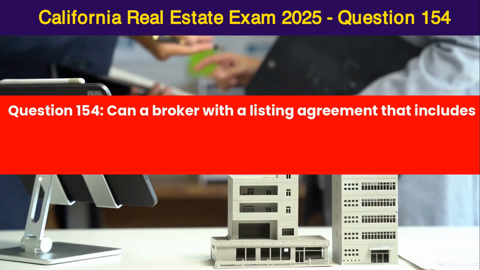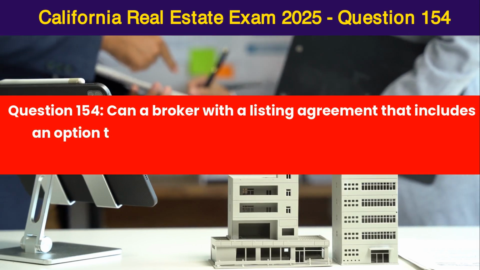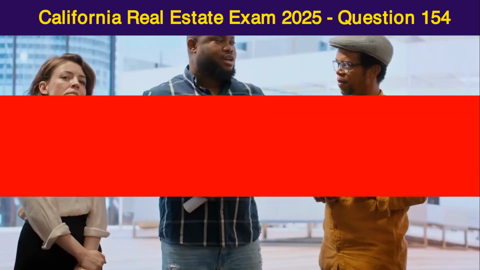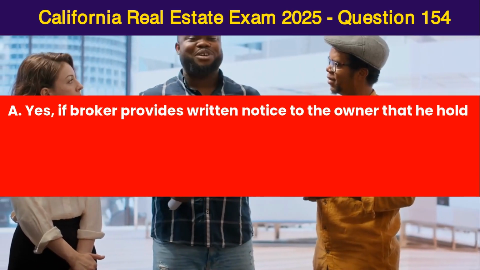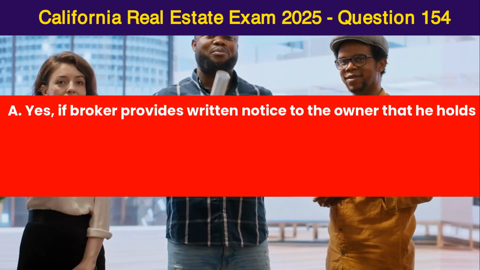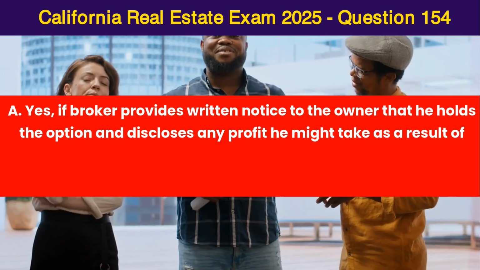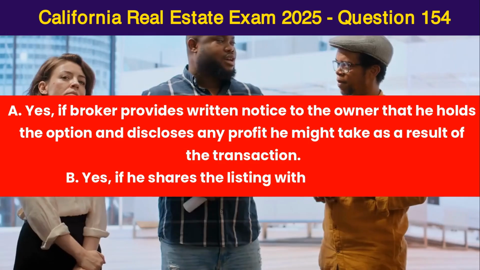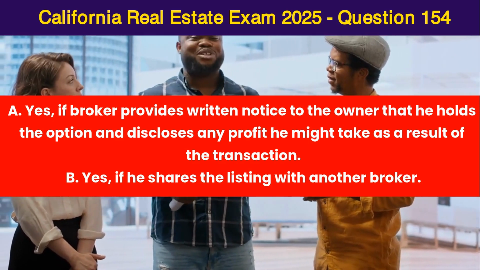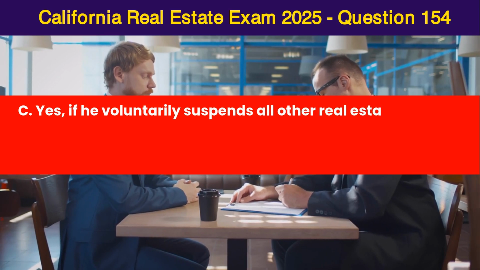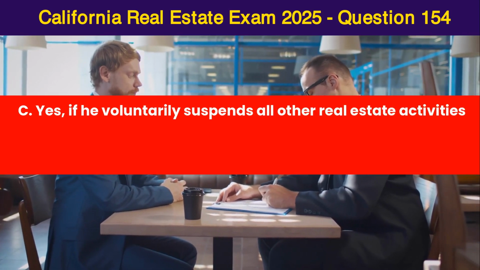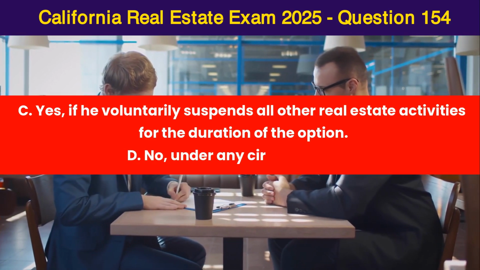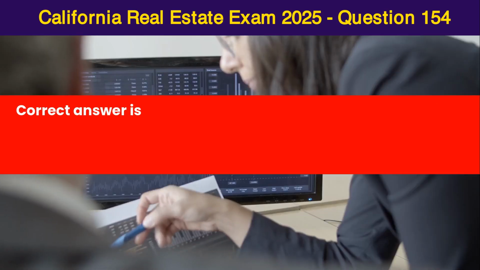Question 154. Can a broker with a listing agreement that includes an option to purchase the property exercise that option for himself? A. Yes, if broker provides written notice to the owner that he holds the option and discloses any profit he might take as a result of the transaction. B. Yes, if he shares the listing with another broker. C. Yes, if he voluntarily suspends all other real estate activities for the duration of the option. D. No, under any circumstances.